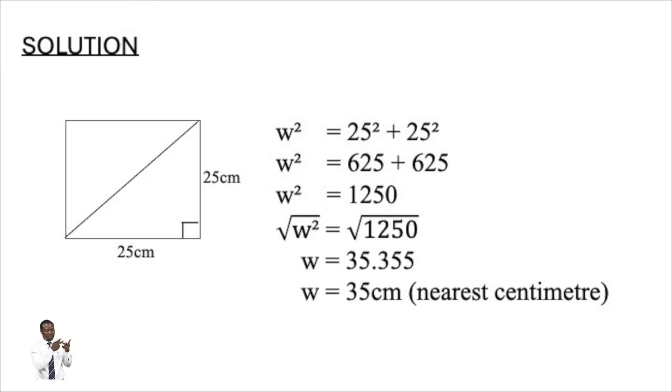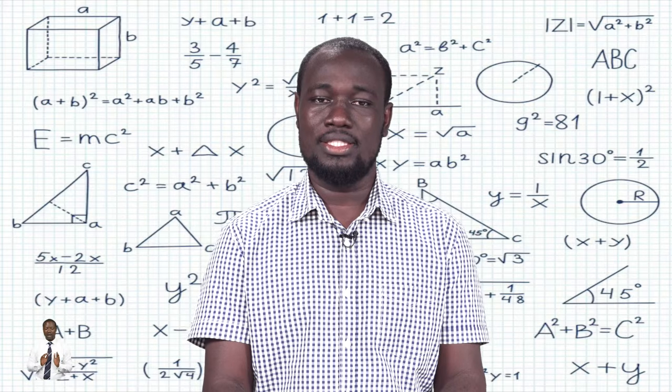Stating the Pythagorean theorem, we have w squared is equal to 25 squared plus 25 squared. 25 squared gives us 625. Doubling it, we are going to have 1,250. And again, we must take the square root of both sides to find our w. So our w is going to be 35.355. So the nearest centimeter is going to be 35 centimeters. I believe you had this right.